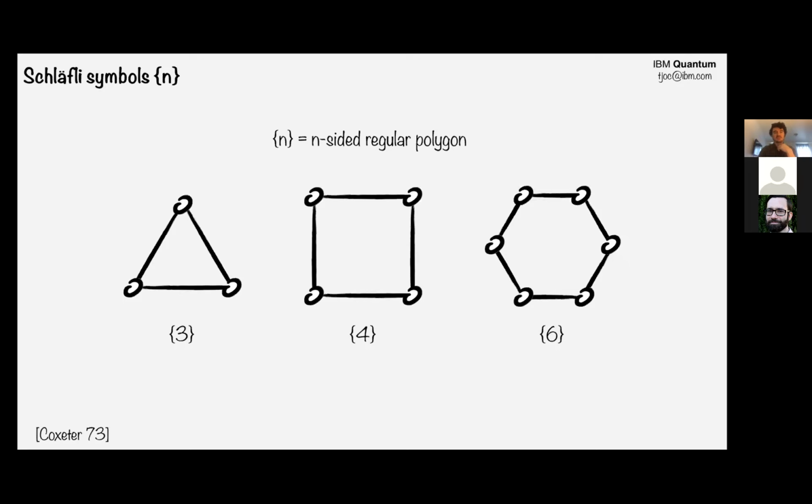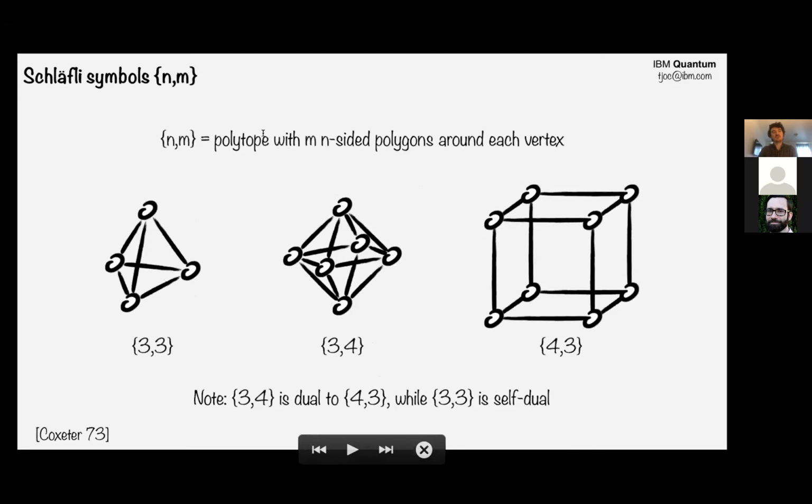So what is the Schläfli symbol? If you have a one-index Schläfli symbol, that just represents an n-sided regular polygon. So a Schläfli symbol of 3 is just a triangle, 4 a square, 6 a hexagon, right? Very straightforward. So now you can generalize that. If you have two labels, an {n, m} Schläfli symbol represents a polytope with m n-sided polygons around each vertex. So you read this from right to left.